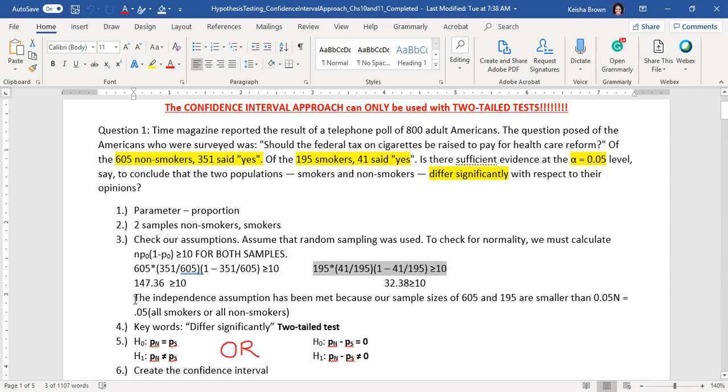Your third assumption is independence. We're pretty sure that 5% of the population of non-smokers is bigger than 605. And same thing, 5% of the population of smokers is going to be a lot larger than 195. These groups are also independent of each other. You're either a smoker or you're not a smoker, one or the other.